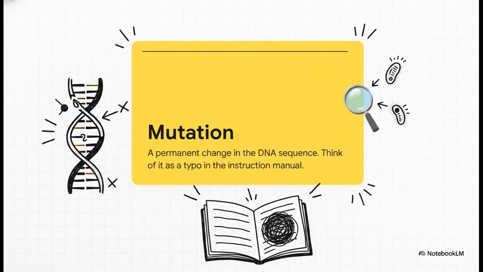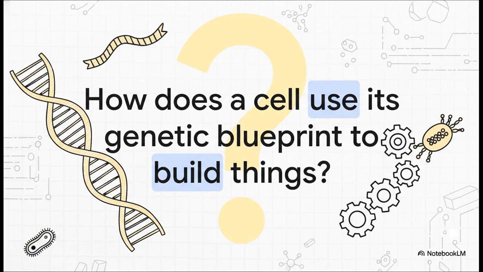But, what happens if there's a mistake when you're copying that blueprint? Well, that's what we call a mutation. It's a permanent change in the DNA, like a typo in that instruction manual, and it can totally change an organism's traits. But for microbes, typos aren't the only way the blueprint can change. This is where it gets really interesting. Microbes can actually trade useful genes with each other on these little circular pieces of DNA called plasmids. This whole process is called horizontal gene transfer, and it's like a massive, super fast genetic file-sharing network.